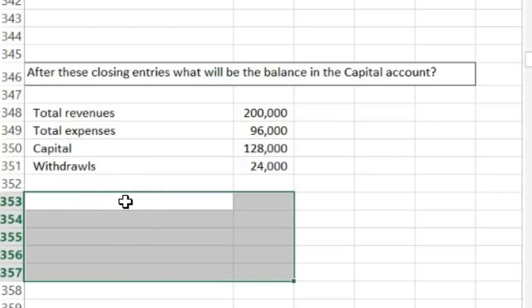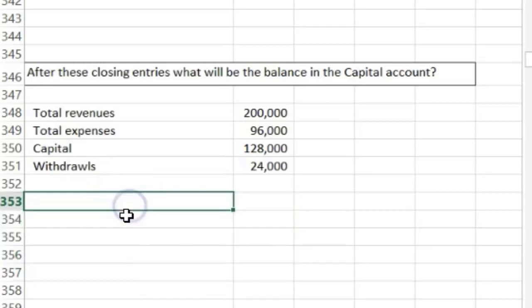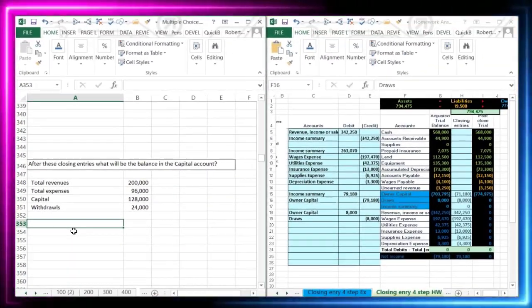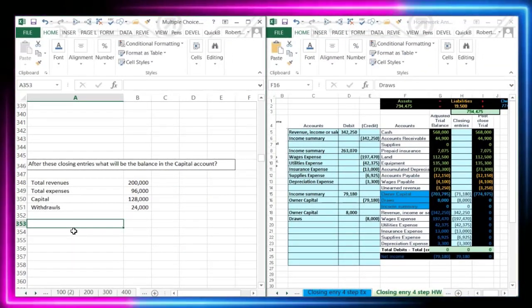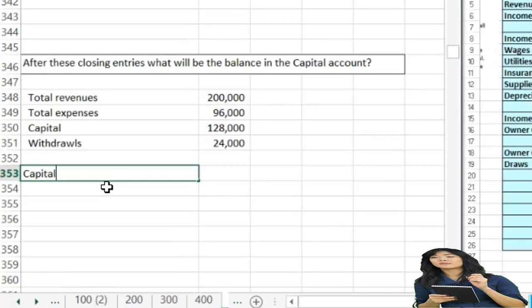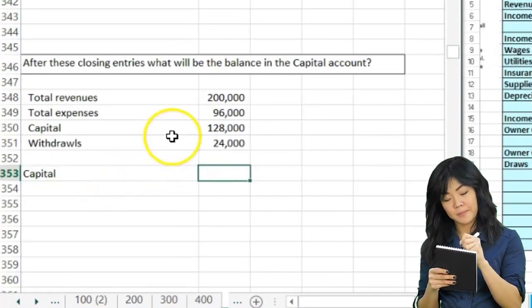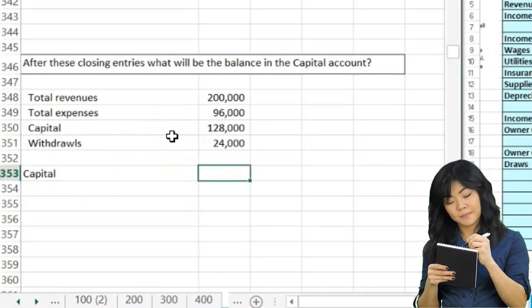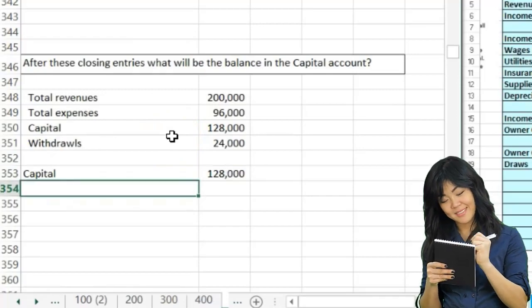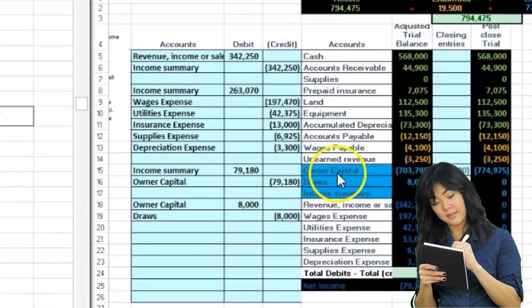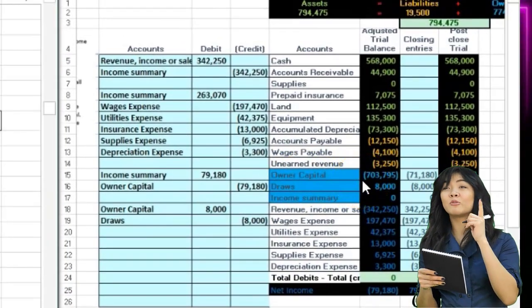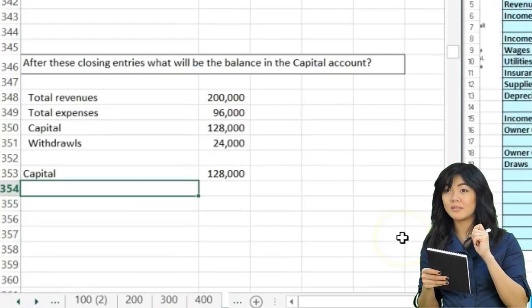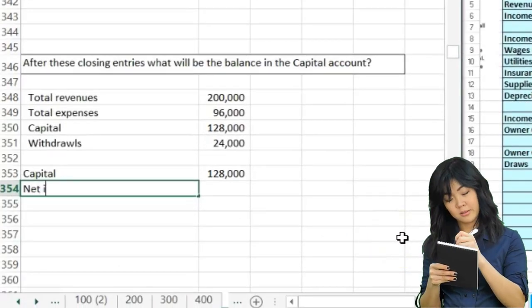Next one, after these closing entries, what will be the balance in the capital account? So we have a similar thing here, and again, we could go through the four closing journal entries and just close it out to the income summary and then close it to capital, or I'm going to just do it in the shorthand way this time. Notice if we have capital here, that means it's kind of like the beginning capital usually. That's our beginning capital of 128,000, so that's like what would be in our trial balance here before we close everything out to it, and then it's going to go up by net income.